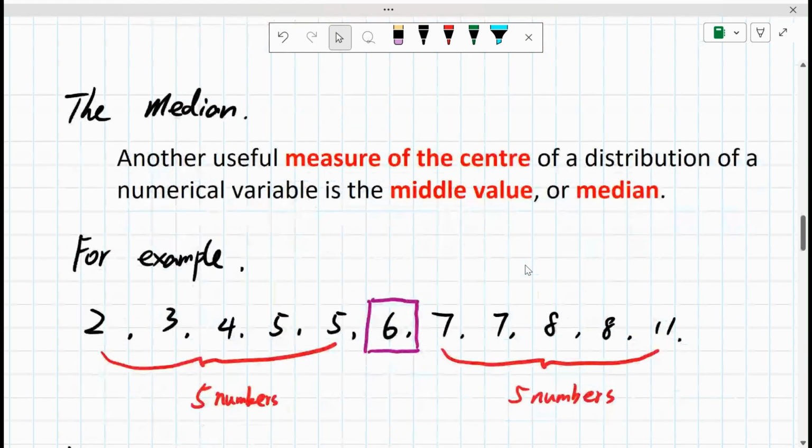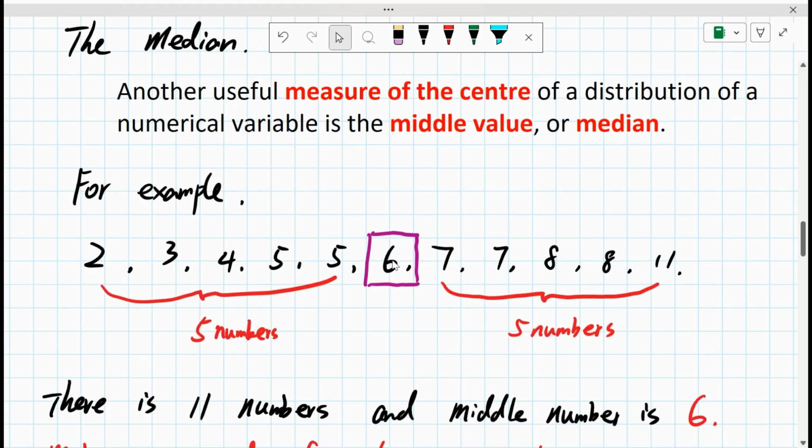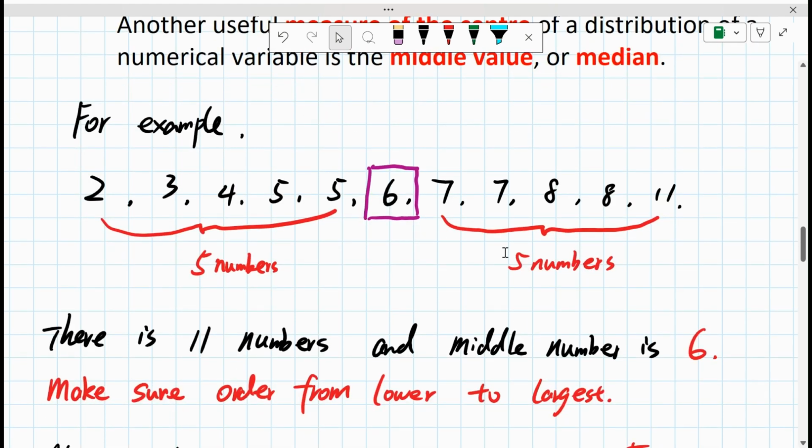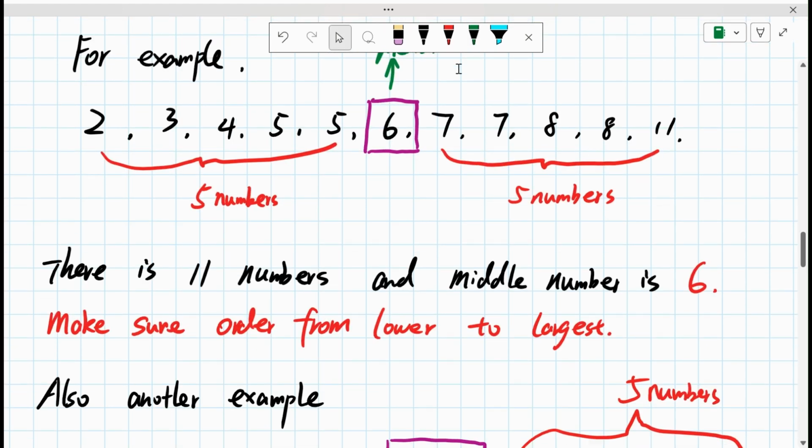And the median, which is another very important thing we need to know, is the middle of the center of the numbers, which is the middle value. We call it the median. So for example, we have 2, 3, 4, 5, 5, 6, 7, 7, 8, 8, 11. We have 11 numbers, and the middle number will be 6, because there are 5 on the left-hand side and 5 on the right-hand side. So the median will be the middle number, 6.